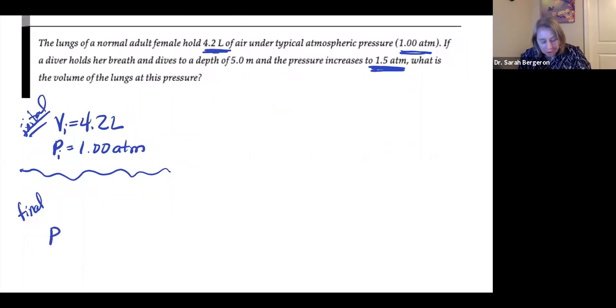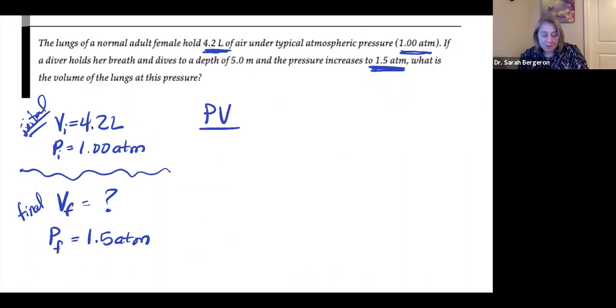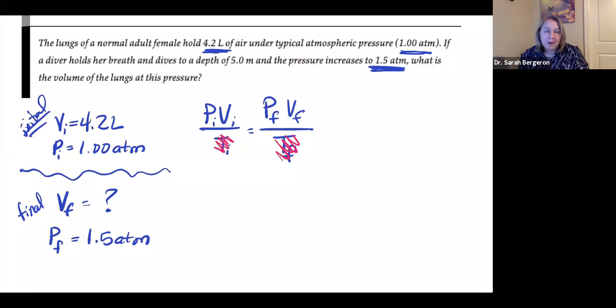The pressure final increases to 1.5 atm. What is the volume final of the lungs at this pressure? So we have an unknown. So remember your peas and vegetables on the table. Okay, so I'm going to call this PI, VI, TI is equal to pressure final, volume final over temperature final. So in this, we weren't given any information about temperature. So you can assume that temperature was held constant. So I can just kind of scratch it out and not worry about it.